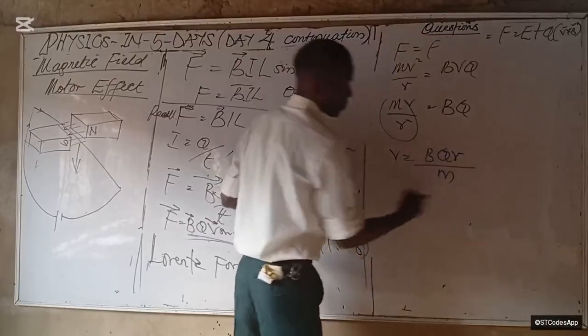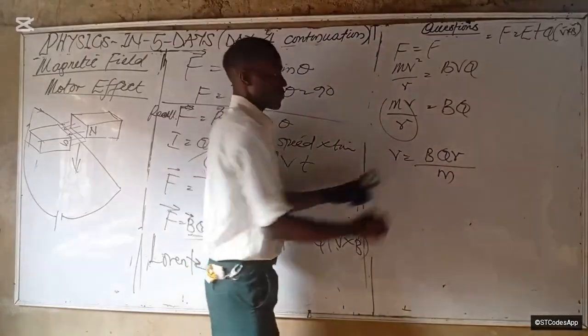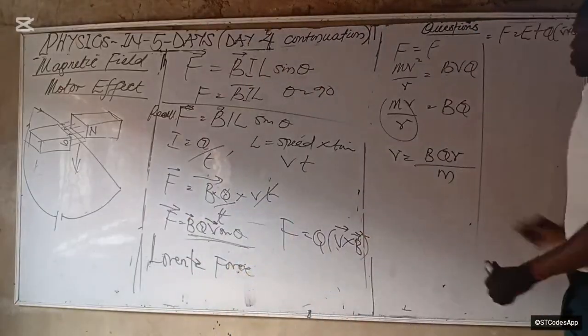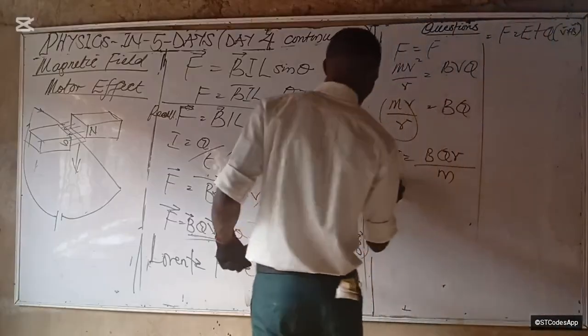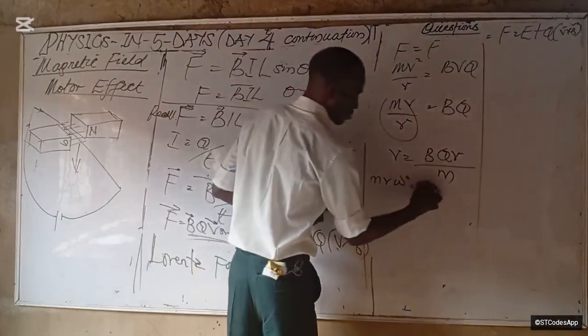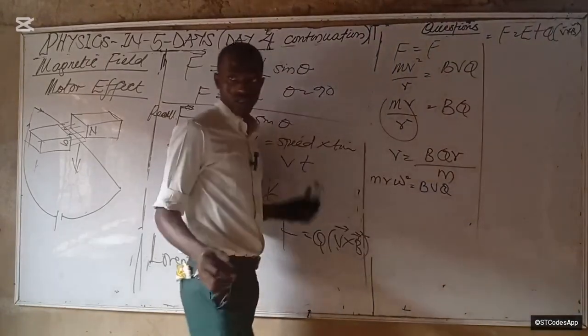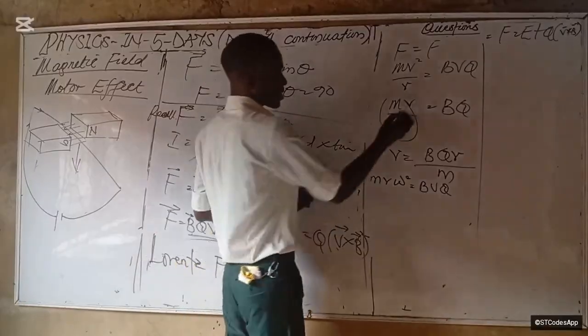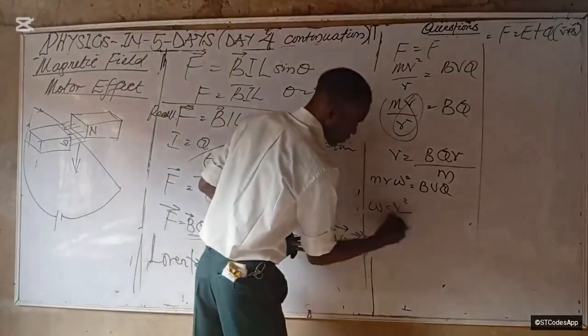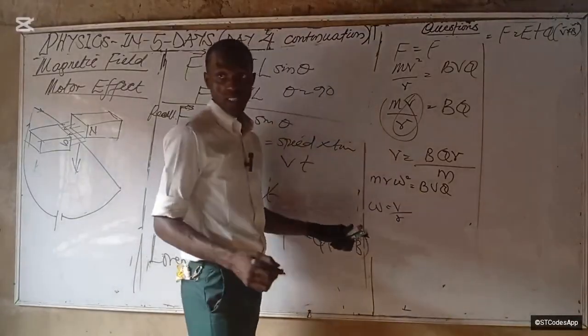bqr over m. Does this make sense? In the case where you are given all these values. Another equation that we can get from here is that this is also mr omega squared. Do you remember? So it's equal to bvq. Does this make sense? Or from here, simply say omega is also v over r. Do you remember that?